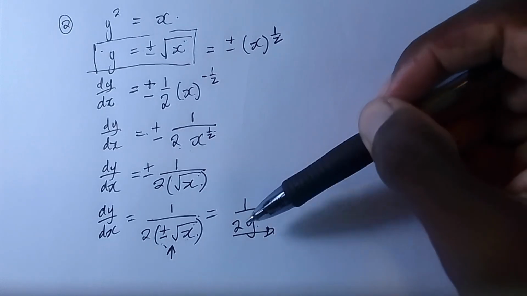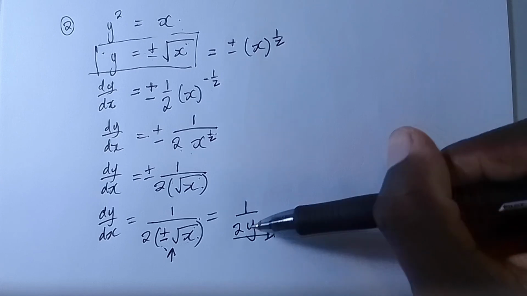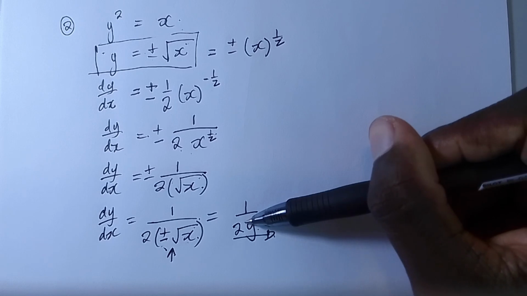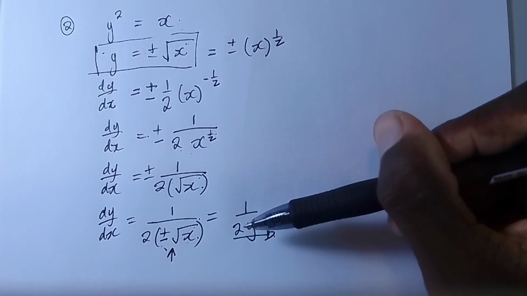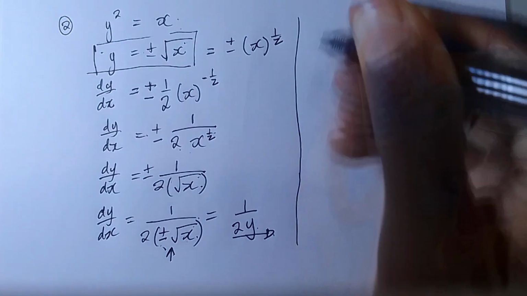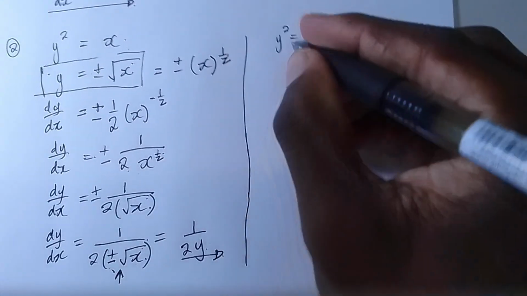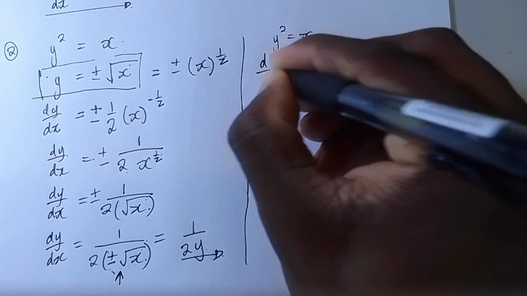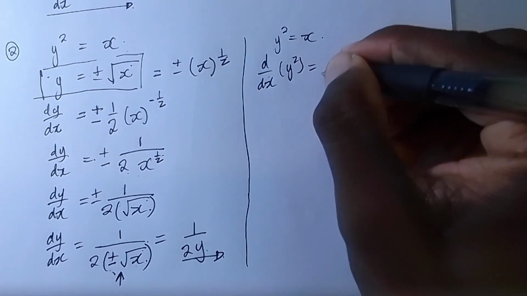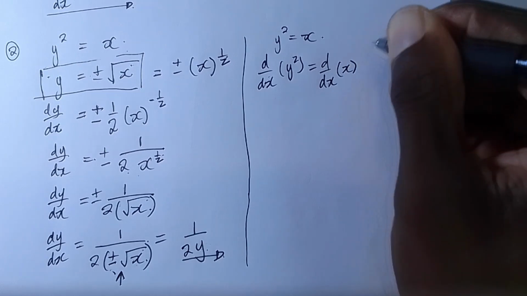If you use implicit differentiation to differentiate this, you will get this answer. Now, let's get into using implicit differentiation and see how we are supposed to do this in a way that is easier or faster than the way that we used here to get to this answer. So, if we wanted to differentiate y squared is equal to x, using implicit differentiation, we find d/dx of y squared, and then we find d/dx of x as well.